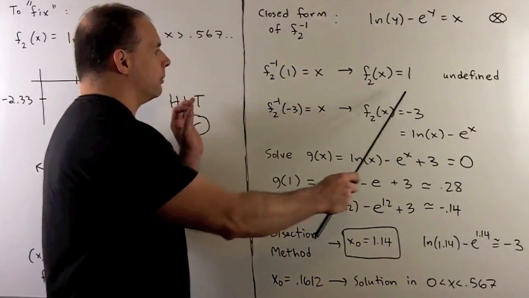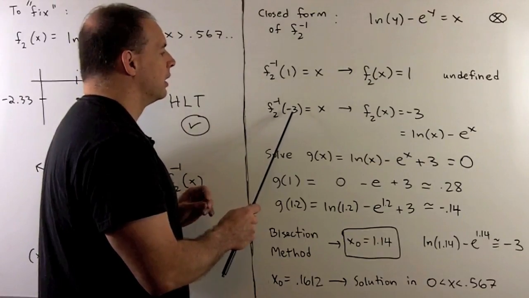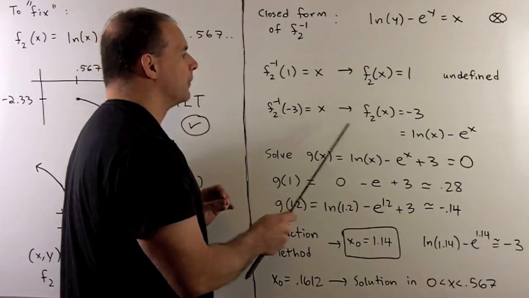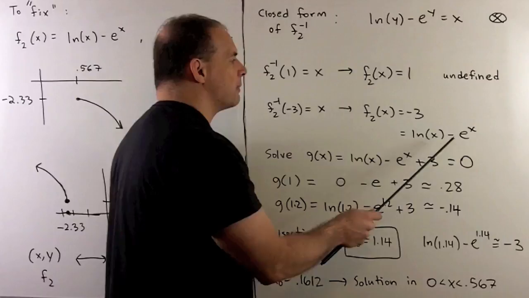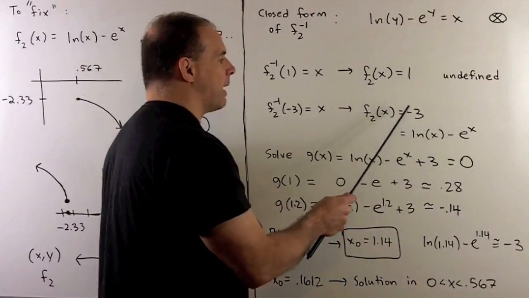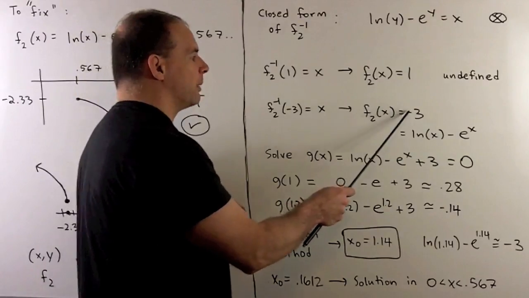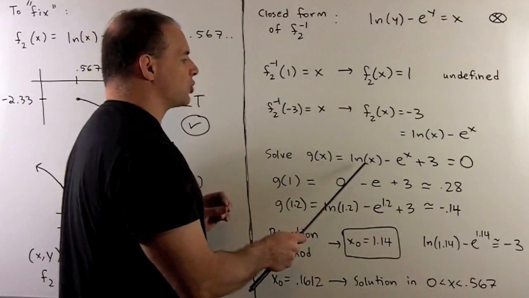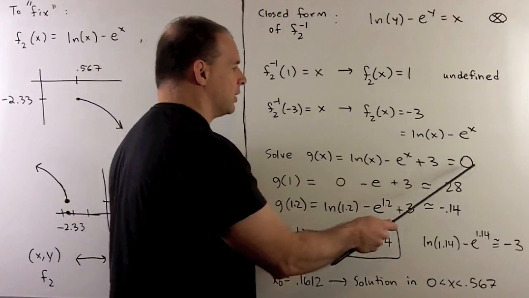Now, a better problem is to consider f2 inverse of minus 3. So if I call that x, I switch our x and y. So we have f2 of x equal to minus 3. So we're trying to solve natural log of x minus e to the x equal to minus 3. Now, if I push the minus 3 to the other side, I'm going to consider the function g of x equal to natural log of x minus e to the x plus 3. We want to know when that's equal to 0.